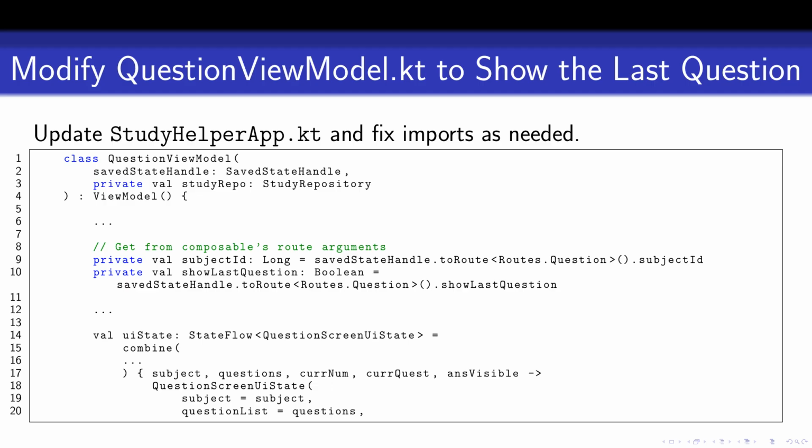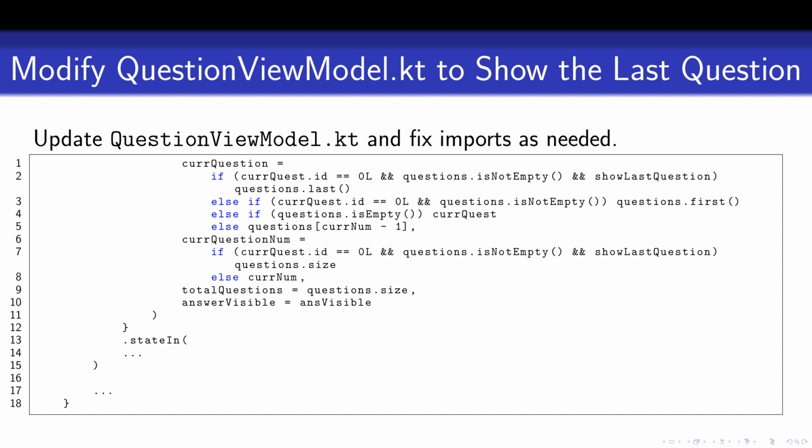Inside QuestionViewModel, we retrieve the subject ID and ShowLastQuestion flag from the route arguments. These values help determine which question to show when the screen loads. This setup uses the same flow combination structure we've seen before, so the change fits neatly into the existing ViewModel logic and keeps things clean and maintainable.